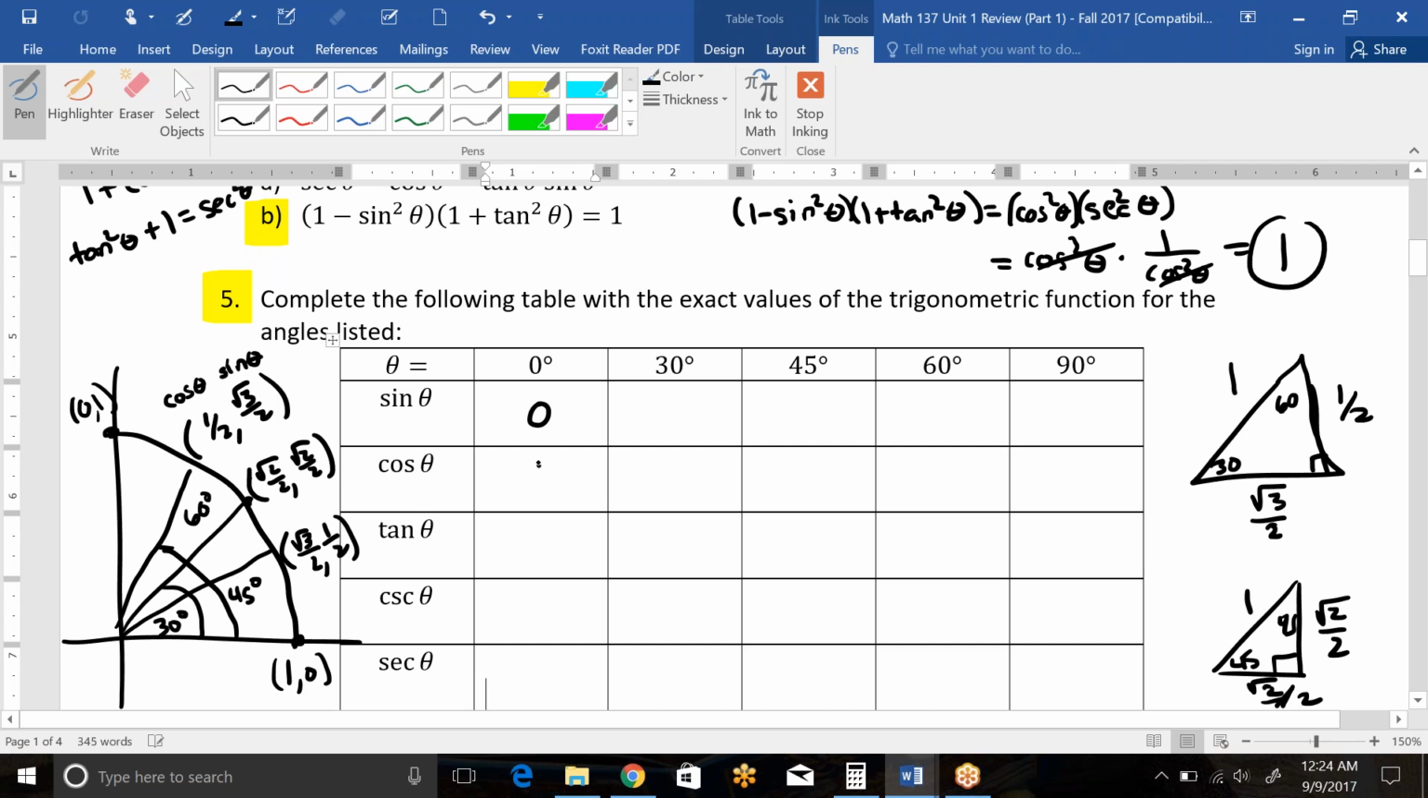Cosine of 0 degrees would be 1. Sine of 30 degrees would be 1/2. Cosine of 30 degrees is the square root of 3 over 2. Sine of 45 degrees is square root of 2 over 2, and that's the same thing for cosine. For 60 degrees, sine is square root of 3 over 2, and its cosine is 1/2. And at 90, the sine is 1 and the cosine is 0.